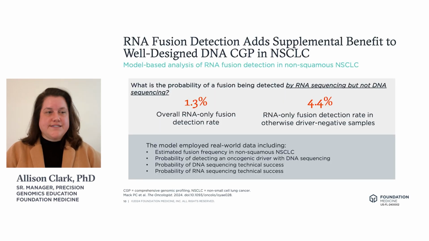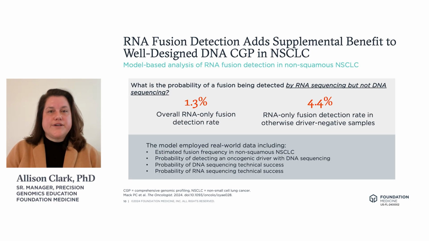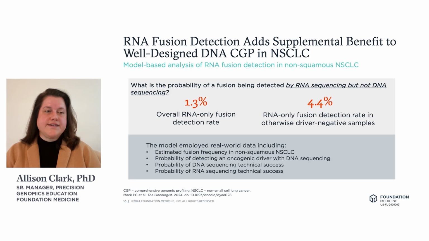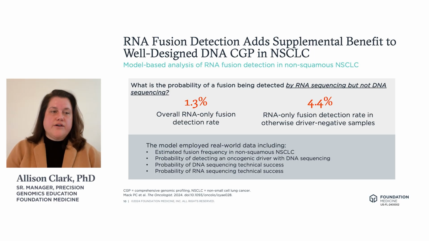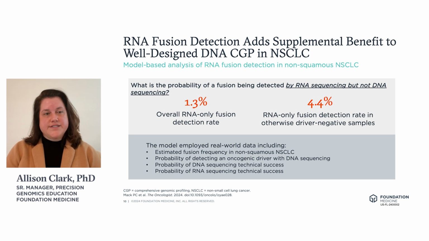Even with this well-designed DNA-based baiting approach, RNA fusion detection can still add supplemental benefit. So here we're looking at the results of a modeling study where we saw an estimated 1.3% overall RNA-only fusion detection rate in non-small cell lung cancer patients. This went up to 4.4% when we looked at samples that were otherwise driver negative. So adding RNA to an already well-designed DNA CGP can have this additional benefit.